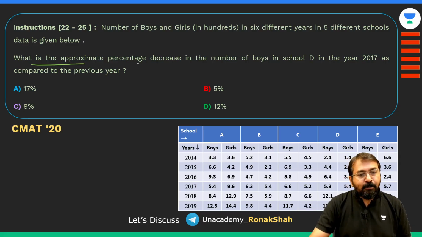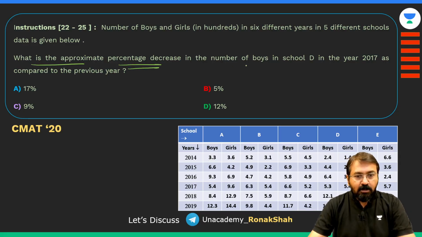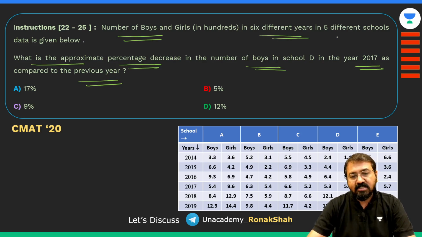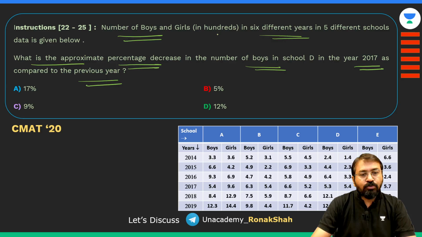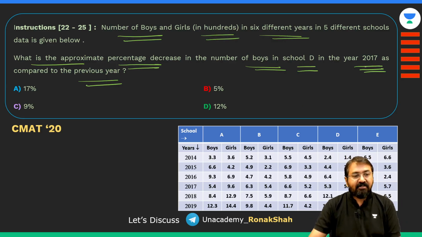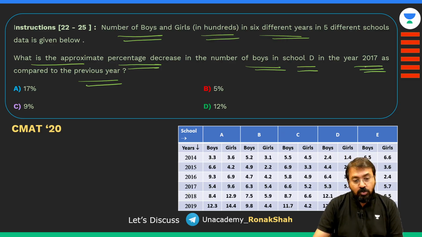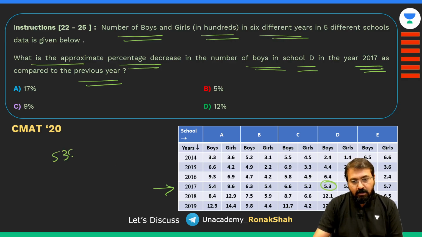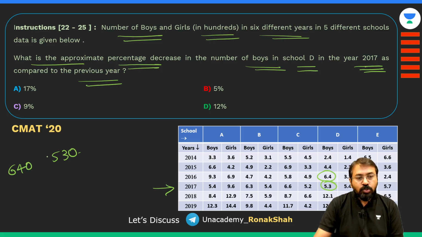What is the approximate percentage increase in the number of boys in school D in year 2017 as compared to the previous year? You are given the number of boys and girls in 6 different years in 5 different schools. All the values are in 100. So guys, we are talking about school D, 2017 as compared to the previous year. So in 2017, school D, can we say boys were 530, right? And in the previous year it was 640, right? So it has become 530 from 640.